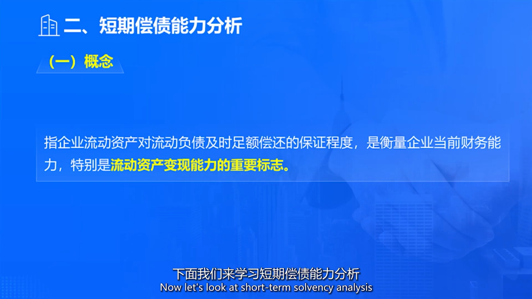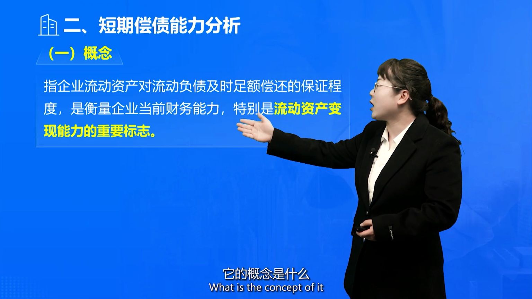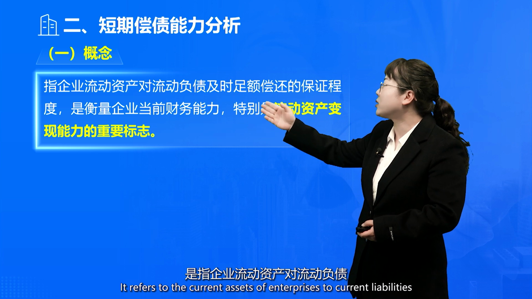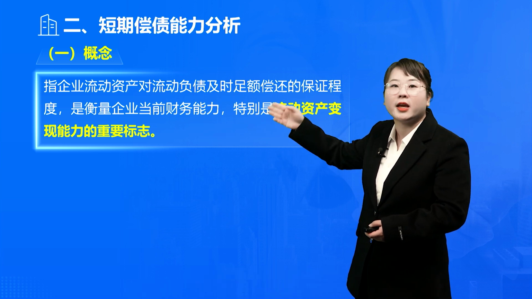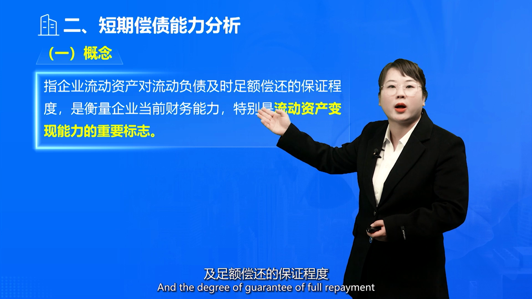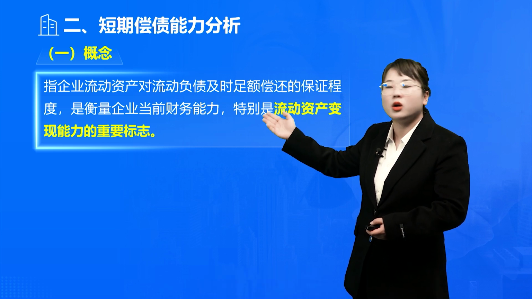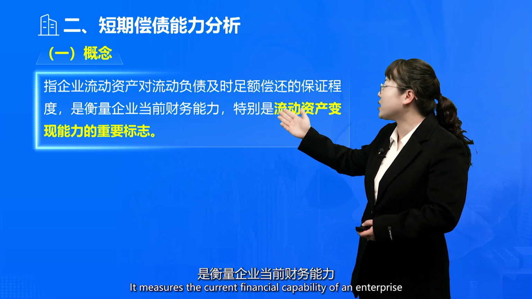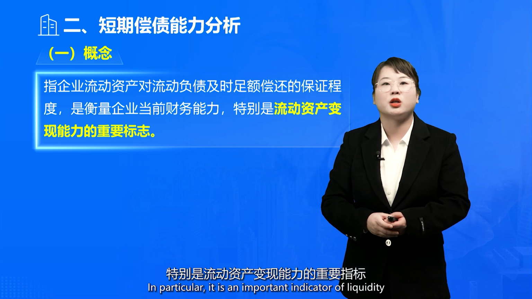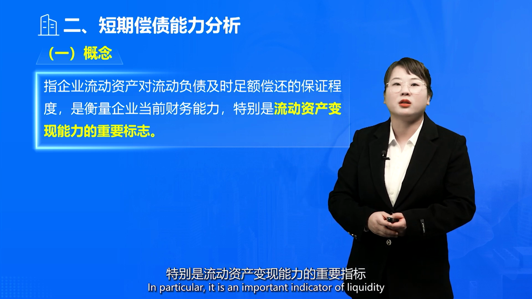Now let's look at short-term solvency analysis. What is the concept of it? It refers to the degree of guarantee that the current assets of enterprises provide for full repayment of current liabilities. It measures the current financial capability of an enterprise. In particular, it is an important indicator of liquidity.